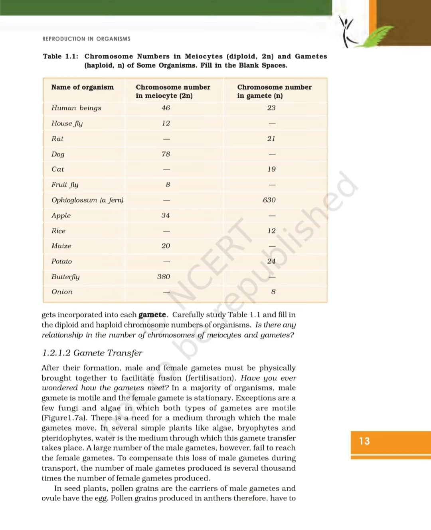Carefully study table number 1.1 and fill in the diploid and the haploid chromosome number of organisms. Is there any relationship in the number of chromosomes of meiocytes and gametes?